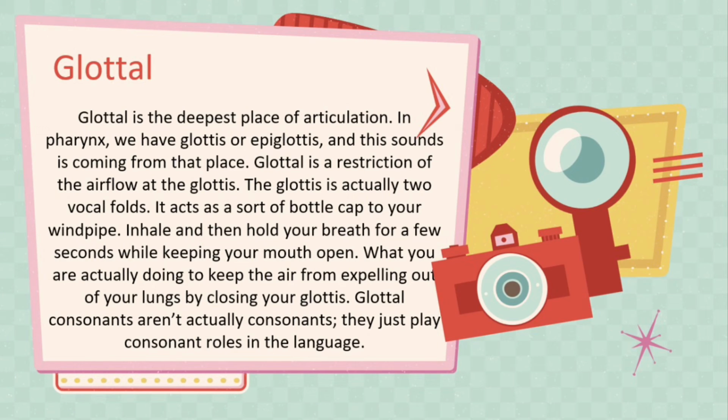Glottal. Glottal is the deep place of articulation. In pairings, we have glottis or epiglottis, and this sound is coming from that place. Glottal is a restriction of the airflow at the glottis. The glottis is actually two vocal folds. It acts as a sort of bottle cap to your windpipe.